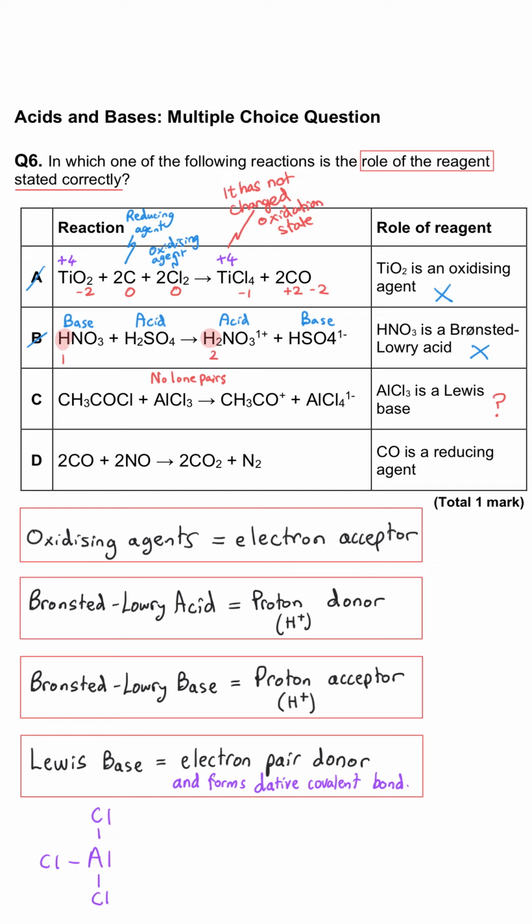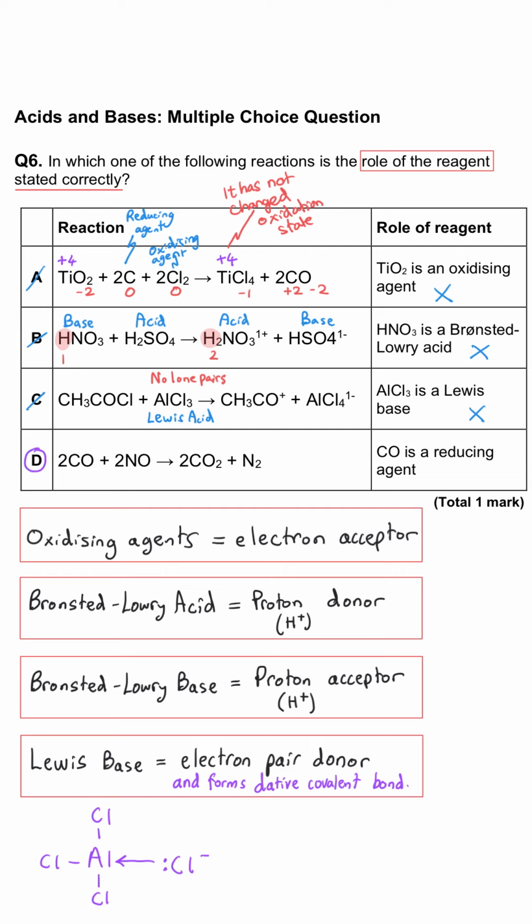And in fact, the chlorine which joins it as a chloride ion is the Lewis base, and the aluminium chloride, specifically the aluminium from within it, is going to accept that pair of electrons. And that means that D must be the correct answer.